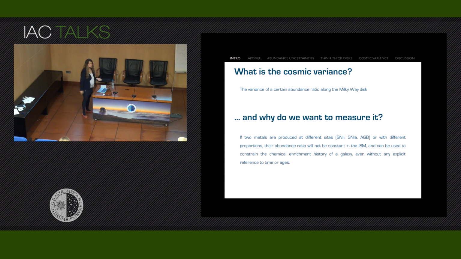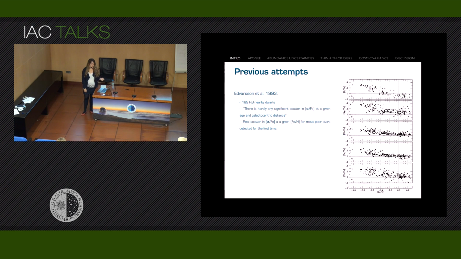And why is the cosmic variance useful? Well, because when you have two metals produced in different sites, for example, oxygen comes from supernova type 2, iron comes from this and also from type 1a. So if you measure the ratio, you can have a lot of information about the chemistry and the evolution of the chemistry in the galaxy. And that's why we want to measure it.